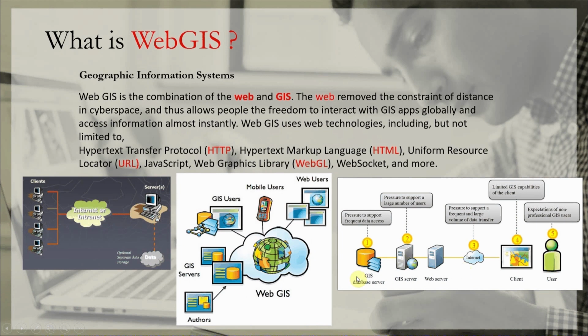Furthermore, this diagram shows the GIS database server. We are learning PostgreSQL, PostGIS. So data is pushed into the server. Then from the server, we are going to push it into GeoServer, which is the GIS server. Then through the web server and the internet, clients and users will access the data. This is the basic concept, right?